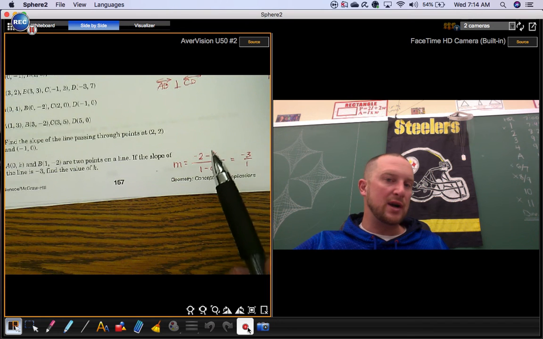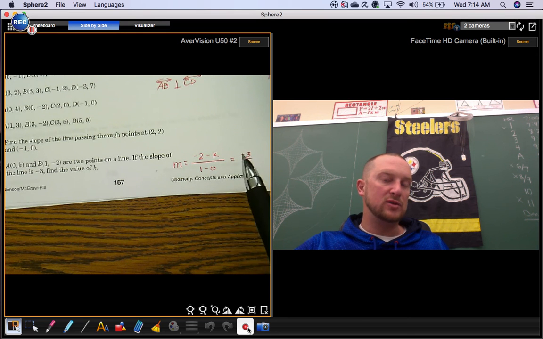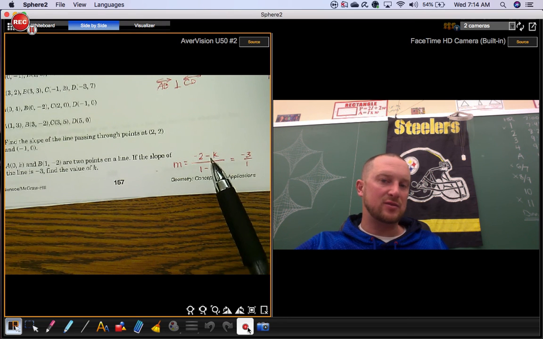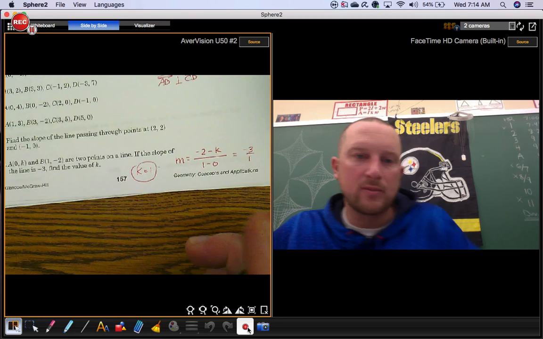If you weren't sure how to get this by itself, you would set up an equation. -2 minus k equals -3. Add 2 to both sides. Flip the signs on the variable. K is 1.